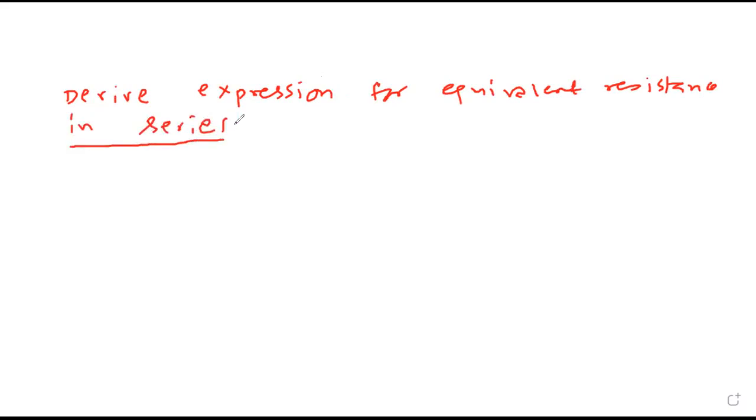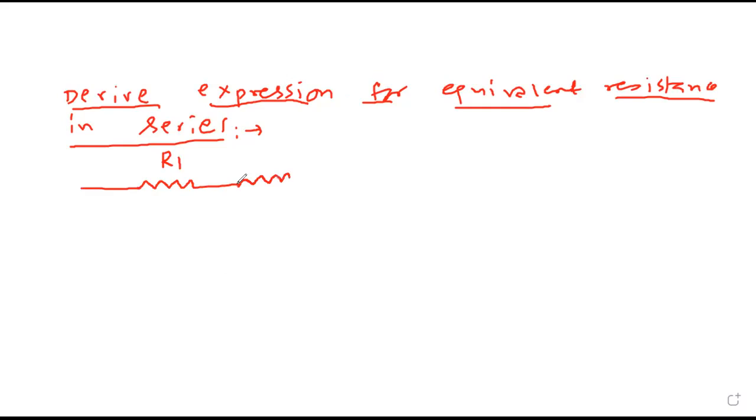In series, current remains same. In parallel, potential difference remains same. Series means one by one connected with no diversion of current. If it is parallel, then current gets divided. Voltage remains same. So I'm showing three resistances. This is symbolic representation of resistance. R1, R2, R3.